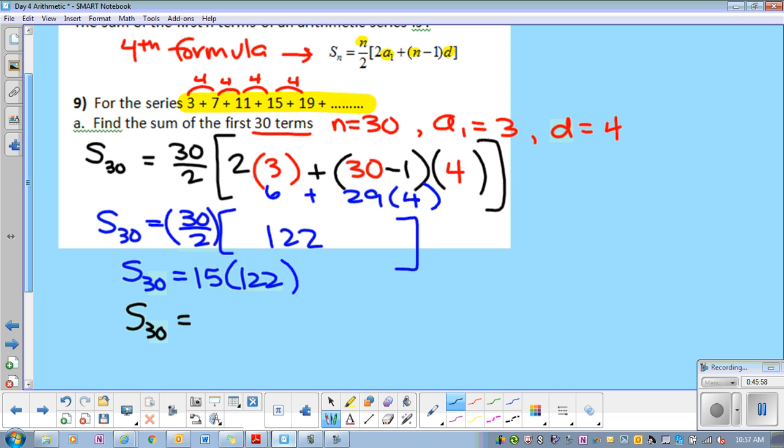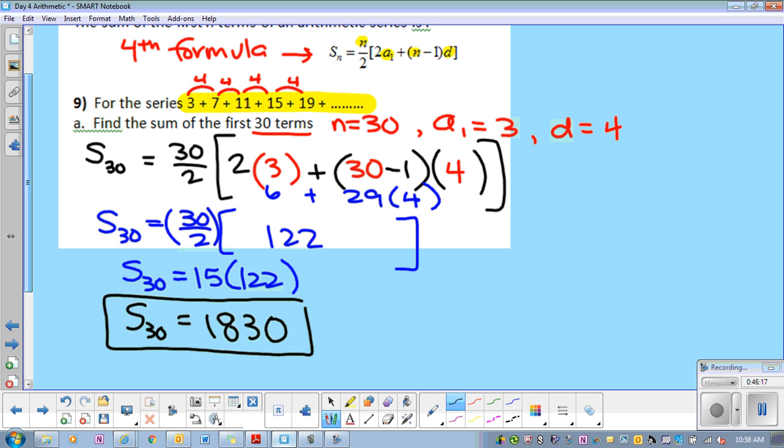1,830. Okay, that is, if you take the first 30 numbers and you add them all up, then you should get 1,830. Isn't that pretty cool? And literally, you just have to plug it in. All right, so let's try the next one.